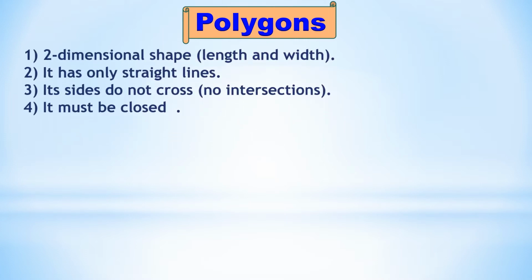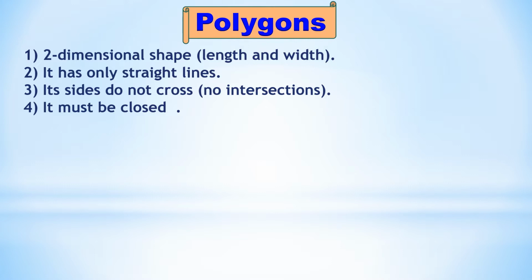Let's revise polygons together. We said polygons are 2D shapes. 2D means two-dimensional shape. Dimensional means they have two dimensions, length and width. Also, we said it has only straight sides, no curves inside polygons. Also, its sides don't cross.